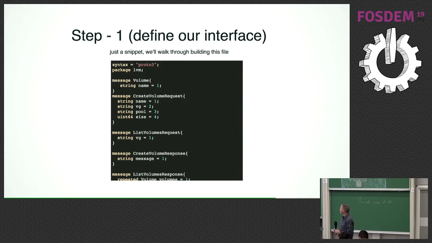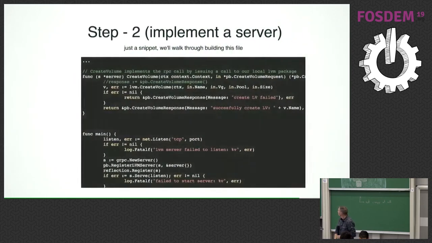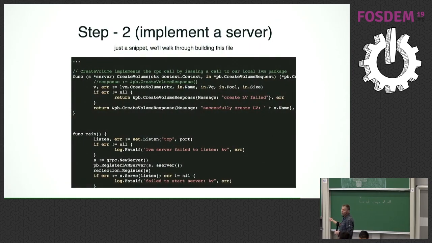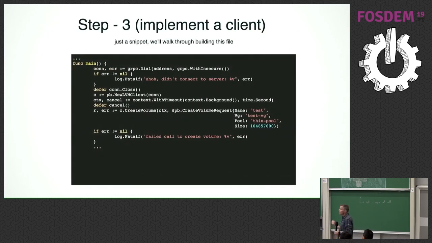All right, so step one, I'm going to walk through the steps again real quick and just give you a preview of what we're going to do. We're going to define our interface, so that's going to be our proto file. Then we're going to implement a server real quick, and then we're going to implement an actual client. And then we're going to deploy this and run it and check it out. We'll start off and make this really simple. We'll just do create volumes.